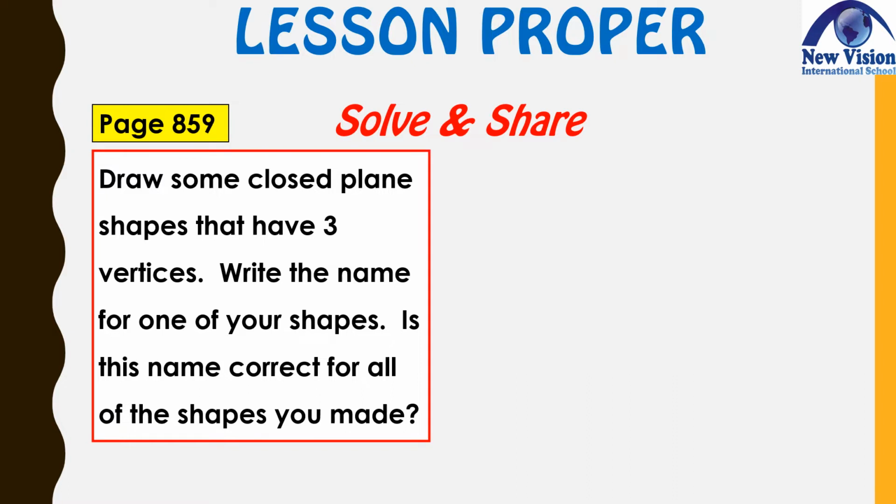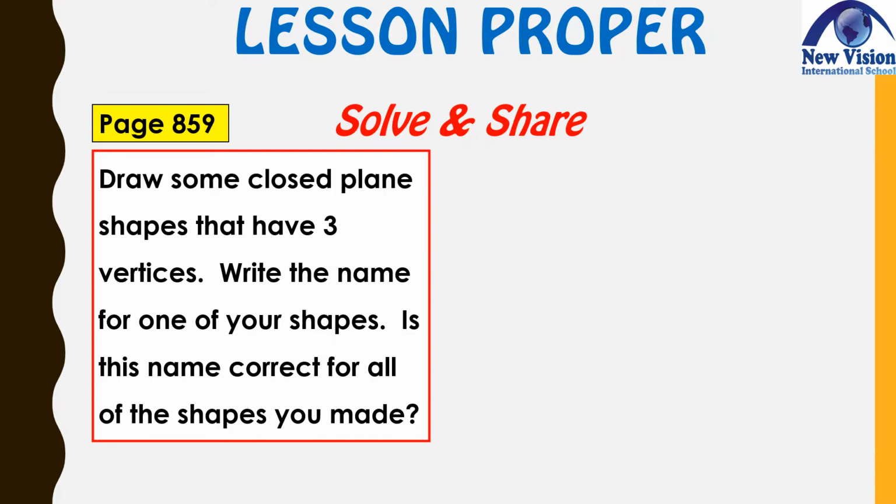What are you asked to do first? Draw some closed plane shapes. Each shape must have three vertices. What are you asked to do after that? Write the name for one of my shapes. Then, tell if the name is the same for all of my shapes.